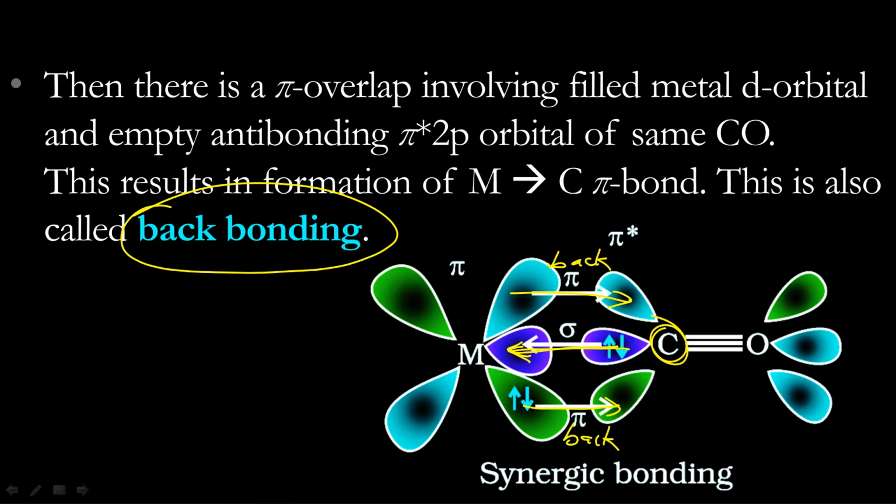So in all such cases, where first a sigma bond is formed and then a pi bond is formed, or even if a pi bond is not formed and there is just some interaction, that will still be called back bonding.